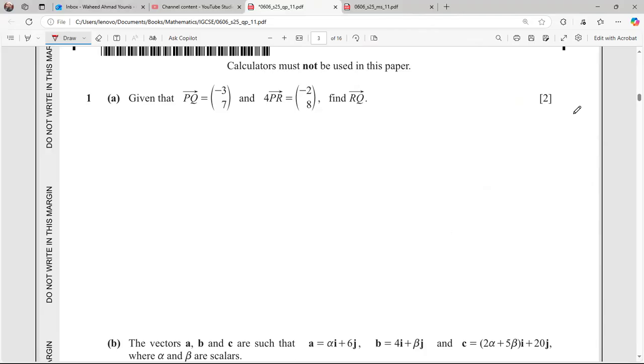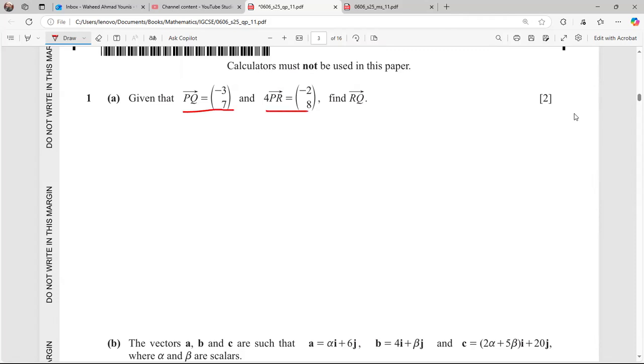Remember, we are not allowed to use calculator here. So we are given these two vectors and we need to find this third one. Remember, in general, if I have 3 points P, Q, and R, then vector PQ plus QR is equal to PR, right? So we will use this formula to begin with.